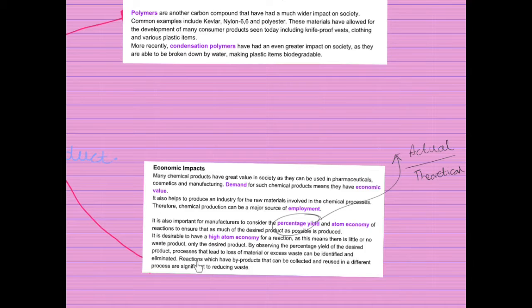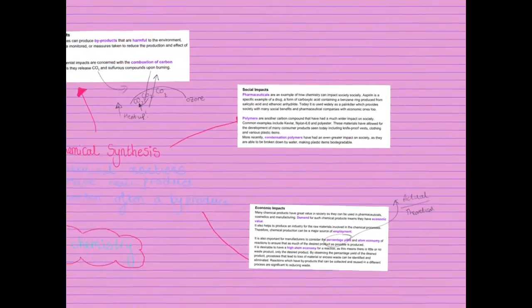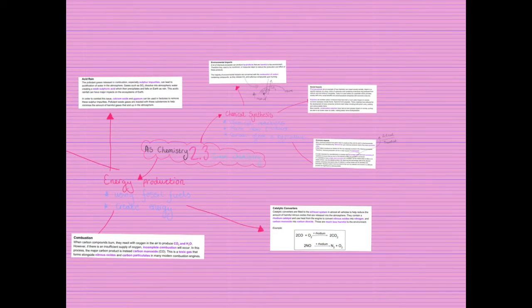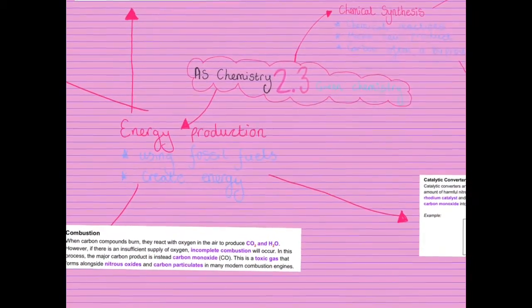Okay, reactions that have byproducts can be collected and reused. That's something that we're working on, so it significantly reduces the waste. So they're kind of things that you need to be thinking about as you undergo chemical synthesis. So the other thing that relates to green chemistry is energy production.